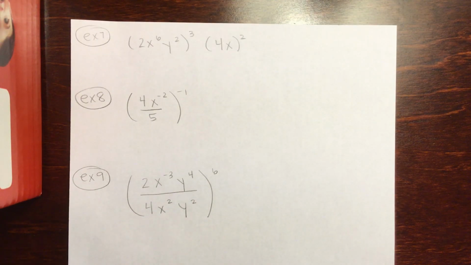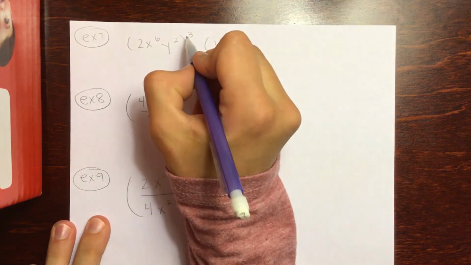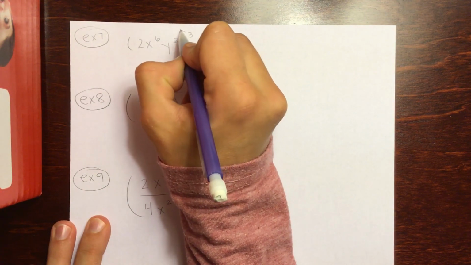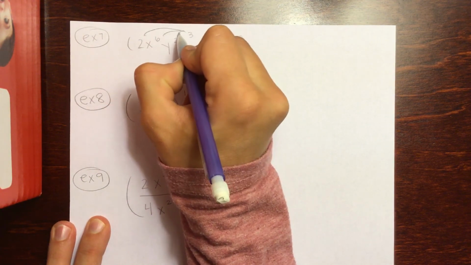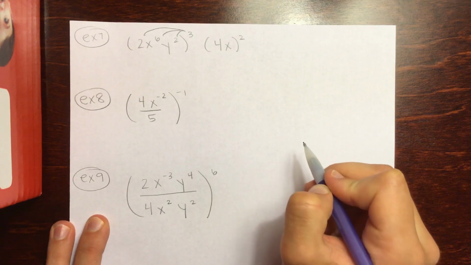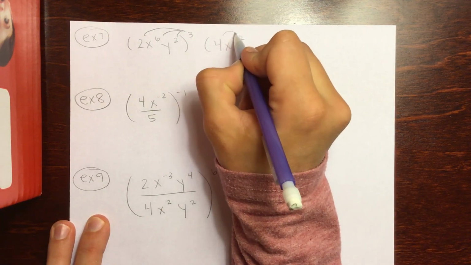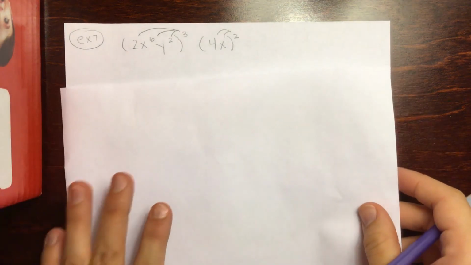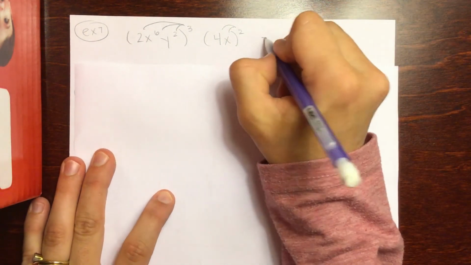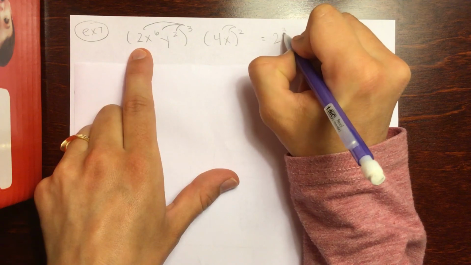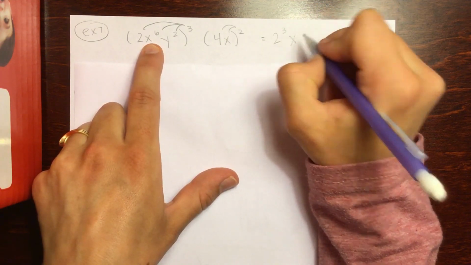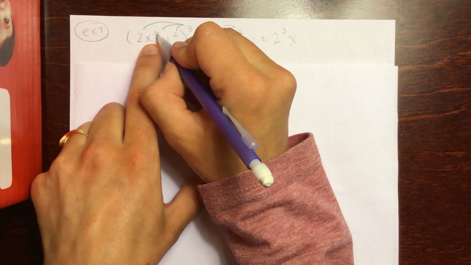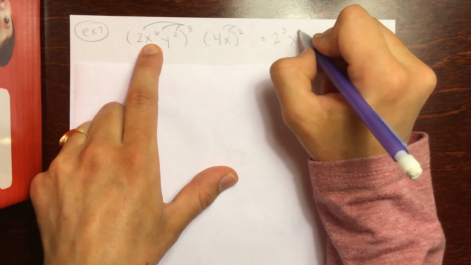All right, example 7. We have parentheses here. So the first thing you want to do is get rid of your parentheses before you try and deal with anything else. To get rid of my first parentheses here, I have to distribute my cubed to all 3 of these pieces. And to get rid of my second parentheses, I have to distribute my squared to all 3 of these pieces. I don't think I'm going to have enough space. Okay, so this would be 2 cubed x, you multiply 6 times 3.